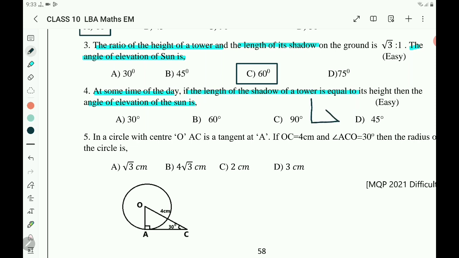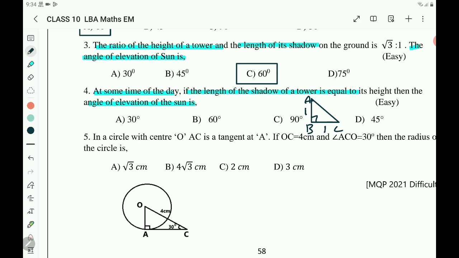Here, if ABC is a right angle triangle, because AB is a tower which is perpendicular to the ground and also perpendicular to its shadow. So then what is given here? Height and length of the shadow are equal, which means they are in the ratio 1 is to 1 or 2 is to 1, like this way.